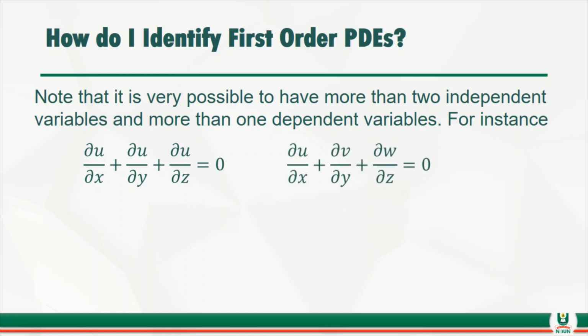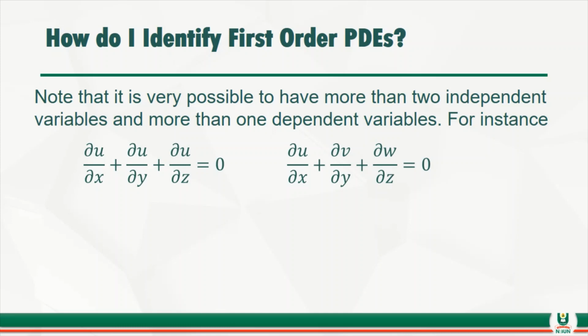Let's consider another example. In this case, you will see that the dependent variables are 3. We have u, v, and w to be the dependent variables, and we have x, y, and z to be the independent variables. This particular equation is very important in fluid mechanics. It is called the continuity equation.